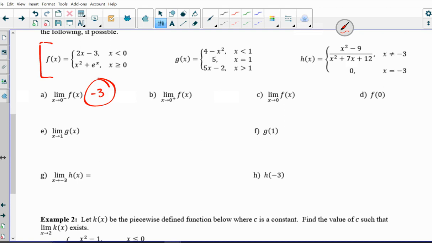Okay. Try B through H for me. Ready, go. We're just jumping in. Does it matter what the signs are? How do you do it? Equal 0. Doesn't matter, because remember with a limit, you just approach it. E to the 0 is 1, right? E to the 0 is 1. Good job.